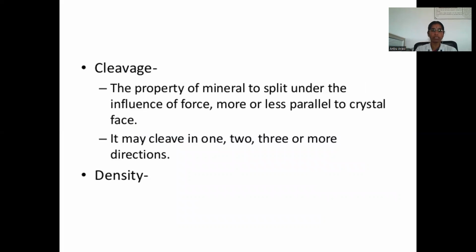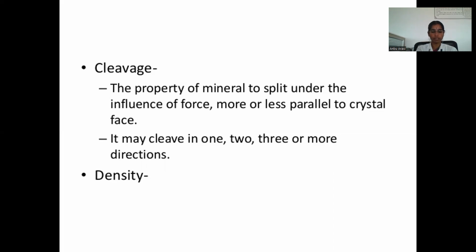Next we see about cleavage. Cleavage is the property of a mineral to split under the influence of force more or less parallel to crystal planes. It may cleave in one, two, three, or more directions. That is called cleavage. Cleavage has some types: cubic cleavage, basal cleavage, prismatic cleavage, and rhombohedral cleavage.